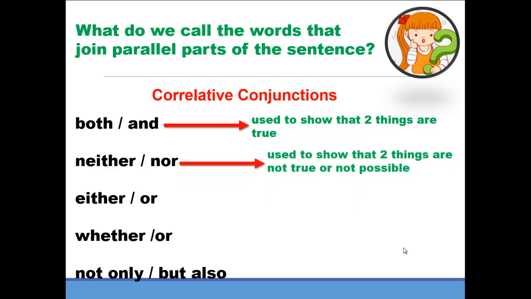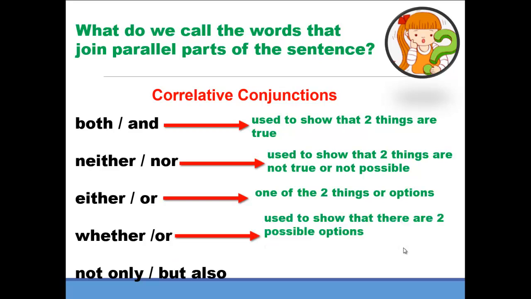The second pair of conjunctions, neither nor, is used to show that two things are not true. It is the opposite of both and. It is used to tell that two things are not true or not possible. The third pair, either or, is used to show that one of the two things is true, or one of the two things could happen, or one of the two options could be possible. The fourth pair, whether or, is used to show that there are two possible options. There are two options that could happen.